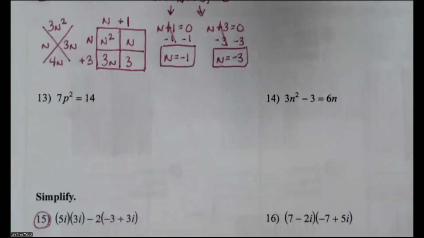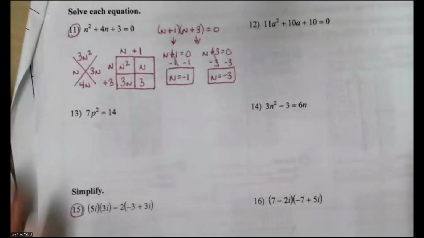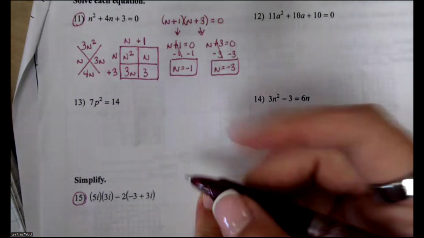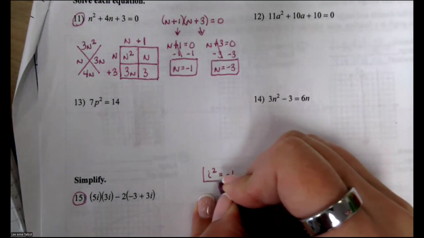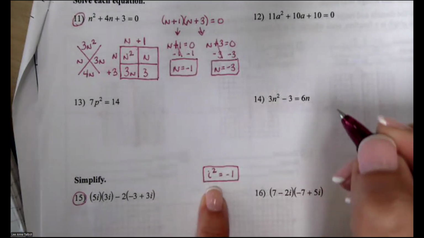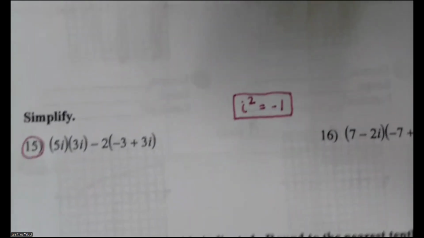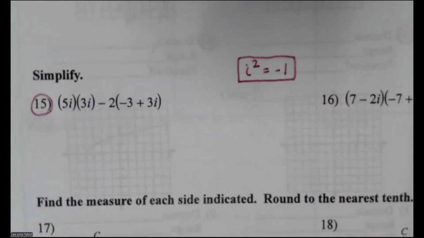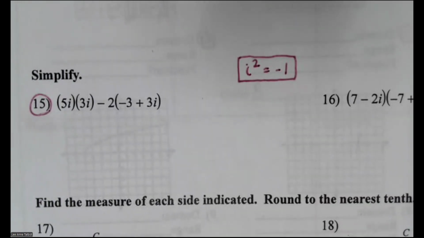I know you guys did some i stuff in math too, but I need to remind you how to do it. And there's only one fact that you need to be able to do these problems, and that is i squared equals -1. If you guys could please write i squared equals -1 and just box it somewhere in between number 15 and 16. Okay, the first thing I'm going to do is just pretend this problem is like any other problem and simplify.